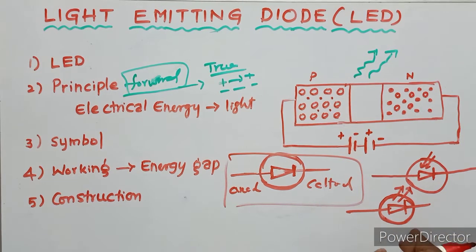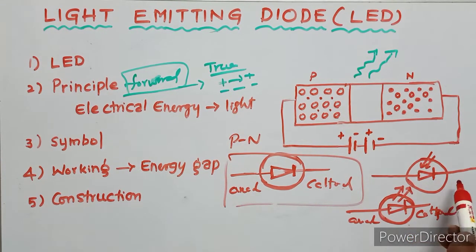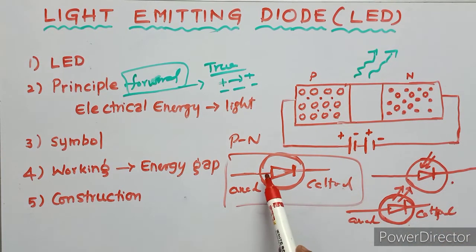The LED symbol is similar to that of the PN junction diode. This is the PN junction diode. This is the anode, cathode. This is the PN junction diode symbol. This is the LED symbol. This is also an LED symbol. The difference between these two symbols is that the two arrows indicate that the diode is emitting light. Two arrows indicate the light emitted. So this symbol is similar to the PN junction diode, but the only difference is the two arrows indicating the emitted light.